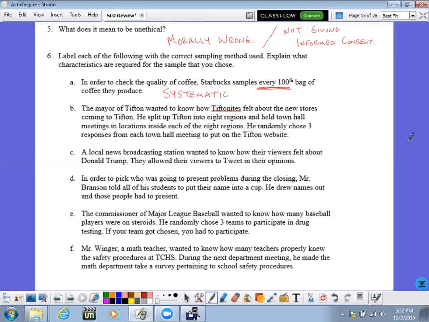Letter B, the mayor of Tifton wanted to know how Tiftonites felt about the new stores coming to Tifton. He split up Tifton into 8 regions and held town hall meetings at locations inside each of the 8 regions. He randomly chose 3 responses from each. This is a big key word. He picked from each town hall meeting to put on the Tifton website. So it is random. There is randomness to it. There are groups. He's selecting from each group. Since it's from each group, this is stratified.